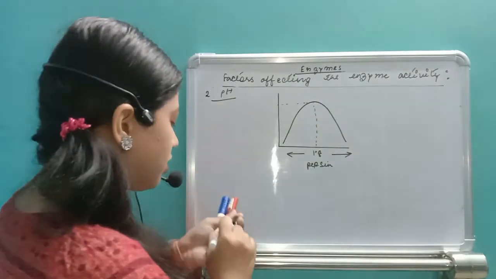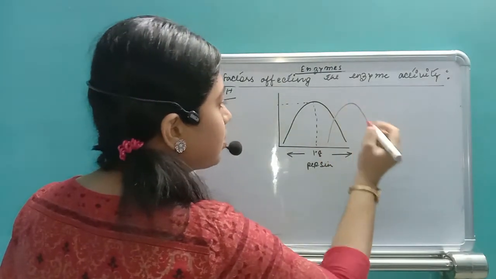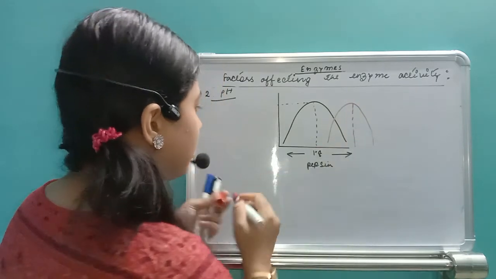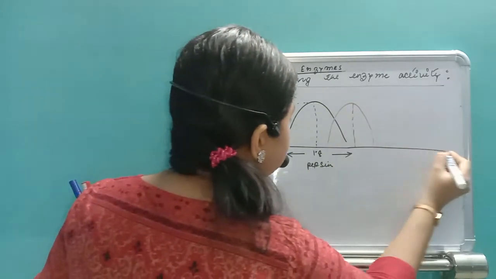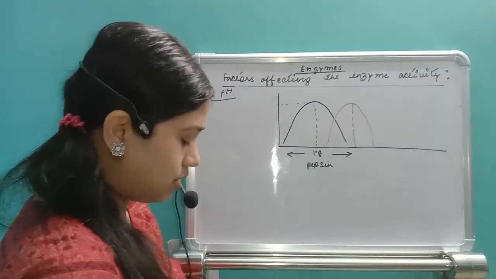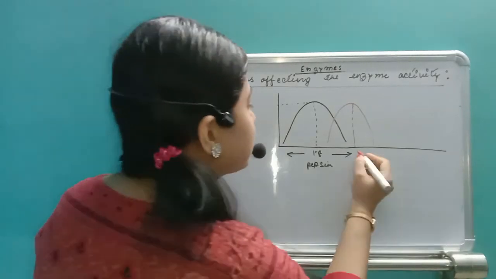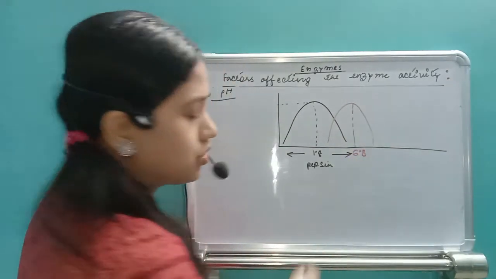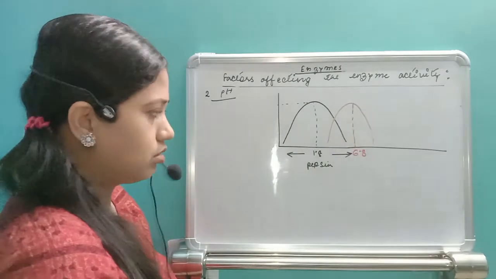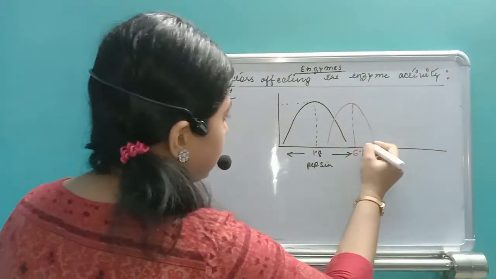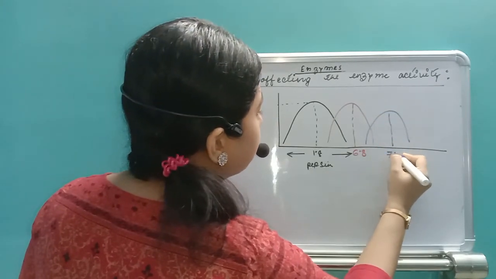If I give you another example, suppose salivary amylase. For salivary amylase, this is the pH at which it works: 6.8. And suppose there is another enzyme, trypsin. For trypsin the optimum pH is 7.2.